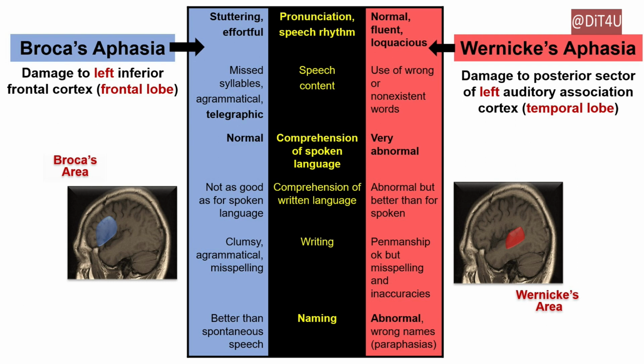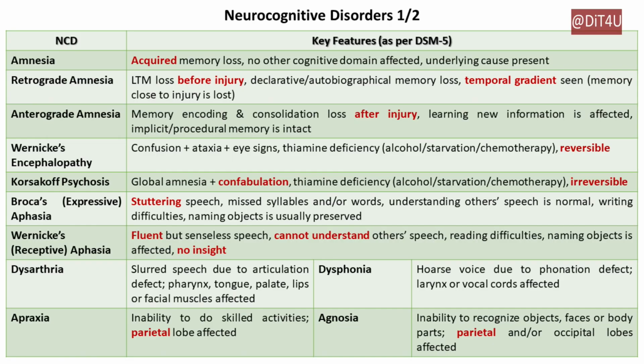Naming objects, it is better than spontaneous speech in Broca's aphasia. Definitely very abnormal in Wernicke's aphasia, characterized by wrong names, paraphasias, and neologisms, coining new words which do not exist in the lexicon or dictionary. That is a feature of Wernicke's aphasia. One more difference you can add, lack of insight in Wernicke's aphasia. Okay, so let's look at the summary.